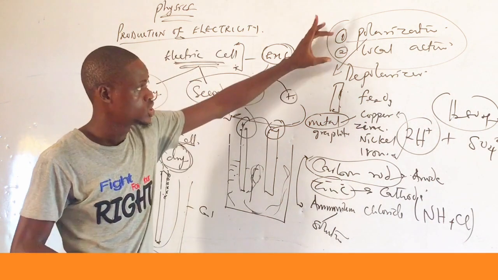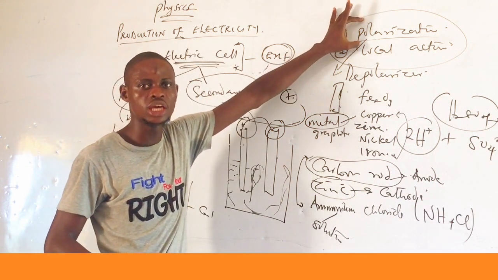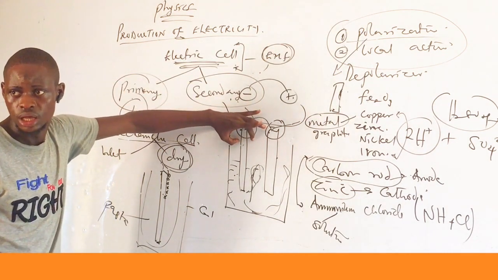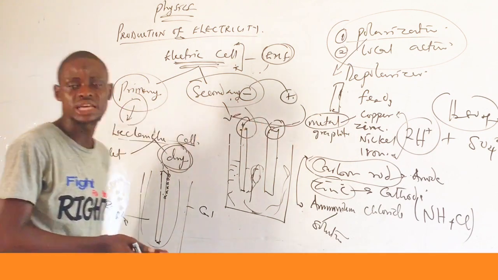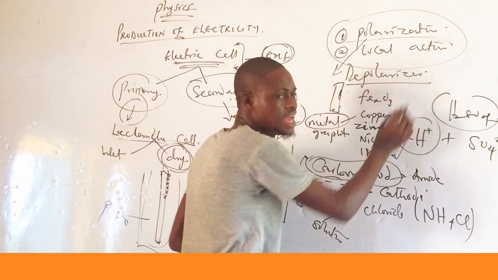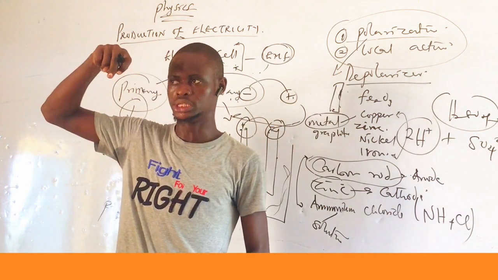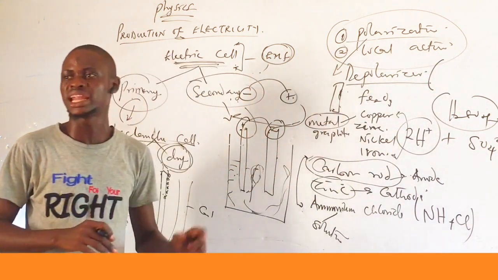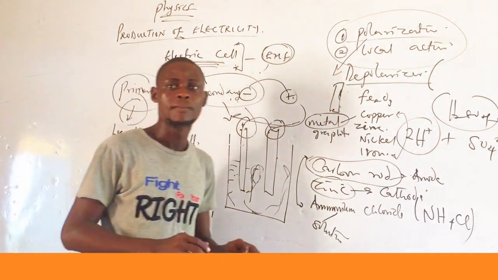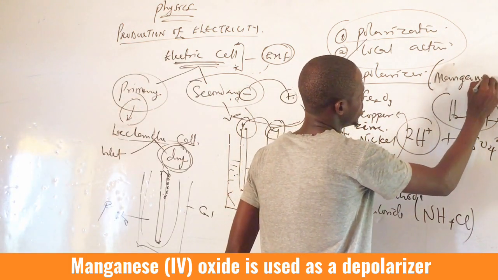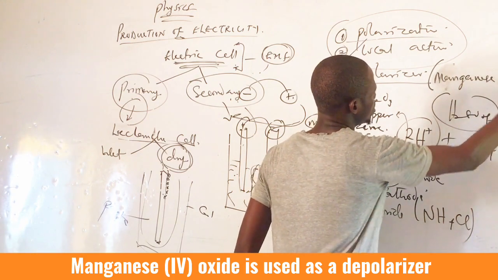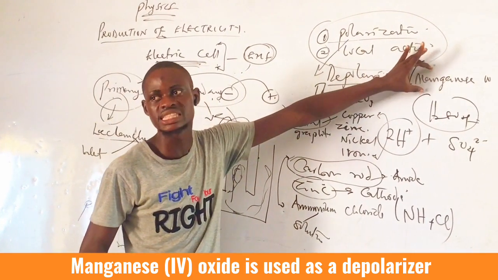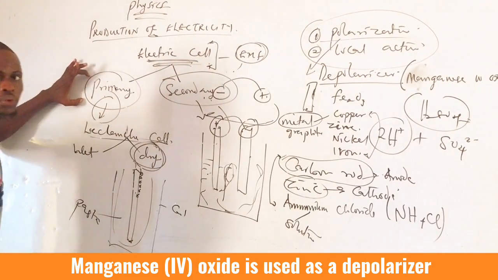The same thing applies to polarization. In polarization, we can easily prevent the rod, the anode, from deposition of hydrogen bubbles. So the only way we can use to prevent it is by adding a what? A depolarizer to the anode. Altogether. Now, what are the major examples of depolarizer we normally use in a primary cell? We make use of what? Manganese 4 oxide is used as a what? Depolarizer. Altogether. So manganese 4 oxide is serving as depolarizer in the Leclanche cell.